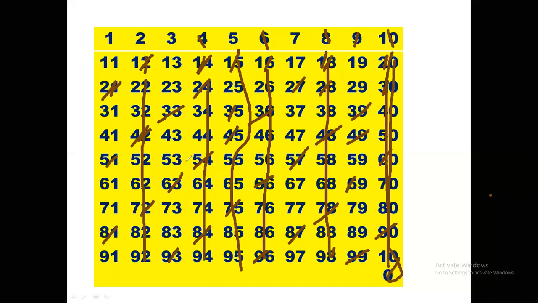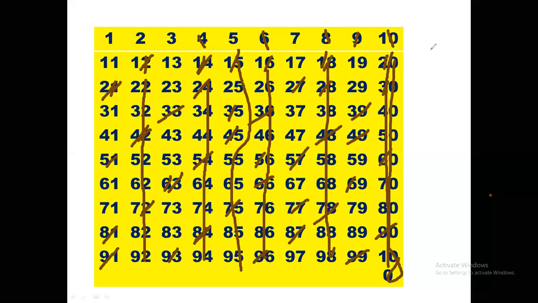then 56. Where is 56? Yes. 63, 70. We have done with 70. 77. Where is it? 77. 84, 91. And the last one is 98, which is already done.